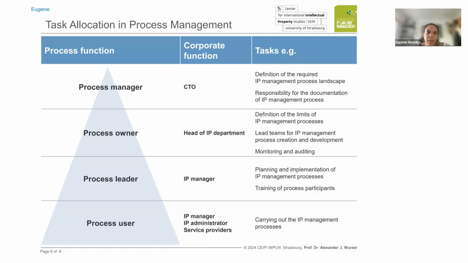So in the next slide, we identify the different functions in the company within the IP management process. At the top of the pyramid, there is the process manager, and we identify the CTO. He will be responsible for the concept and the definition within the company. He will define the required IP management process landscape and be responsible for the documentation of the IP management process.